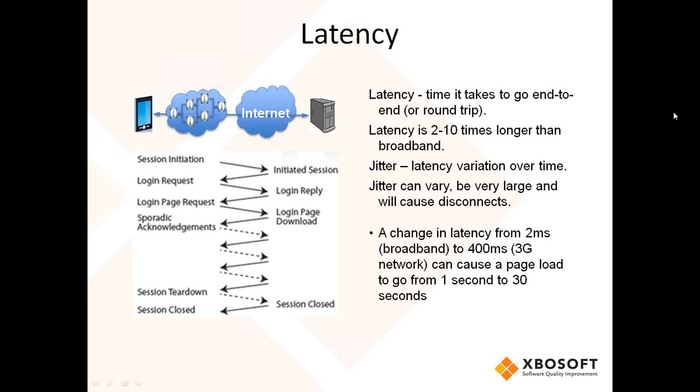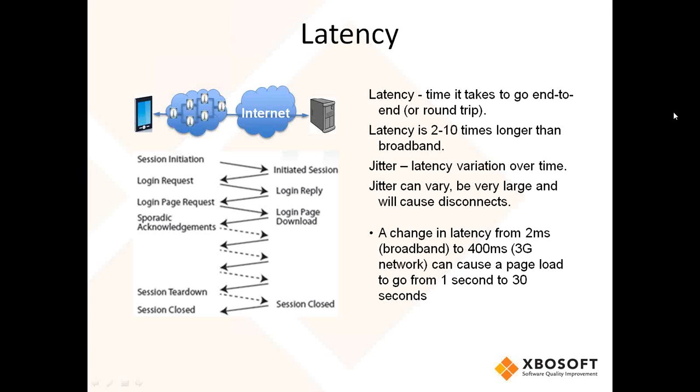Well, each round trip can add up to quite a bit. In broadband, it's not really an issue because each round trip can take 2, 3, 4 milliseconds, even 1 millisecond, so that's not really a problem. But with a mobile network, each round trip can go from 2 milliseconds for broadband to 400 milliseconds for a 3G network.